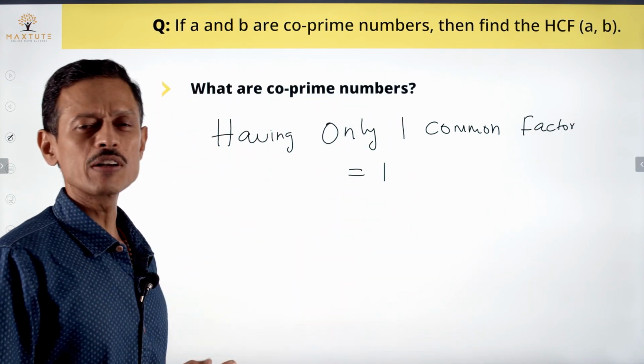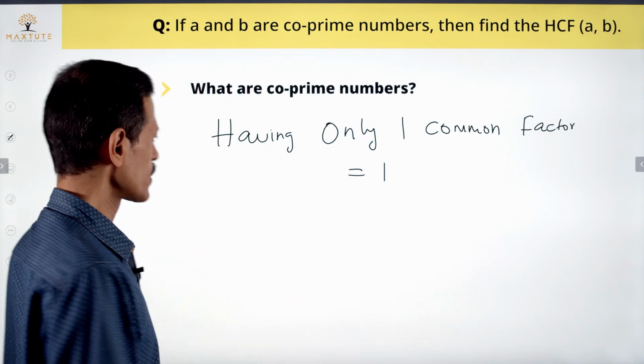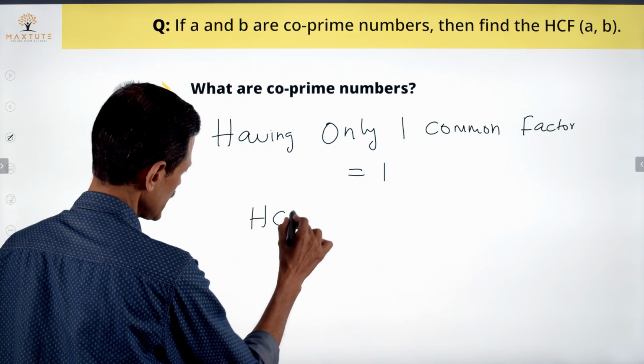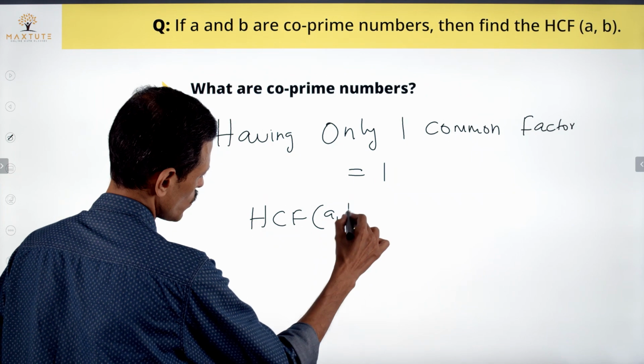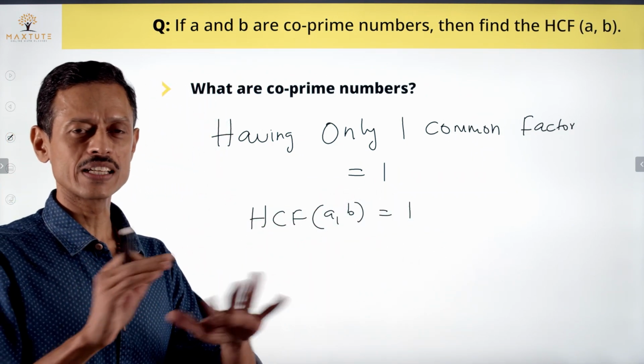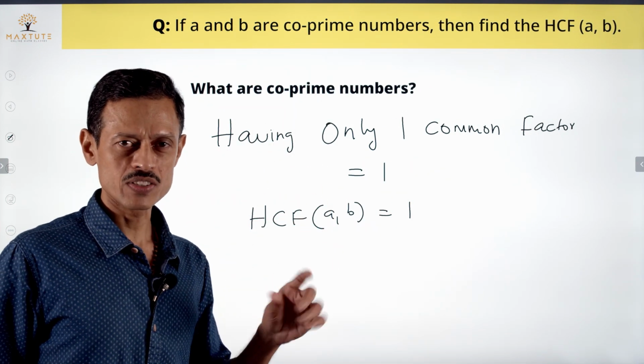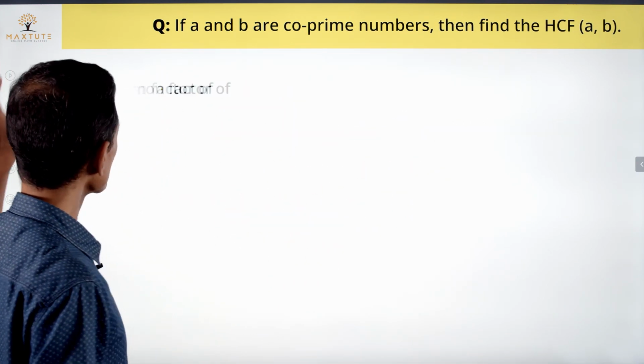If the only common factor between A and B is 1, then the highest common factor of A and B is equal to 1. So the HCF of A and B is equal to 1, right? This will fetch you 1 mark. Writing HCF of A, B equals 1 is all that you need to do. This is basically for us to understand what we mean by co-prime numbers. Quickly summarize it.